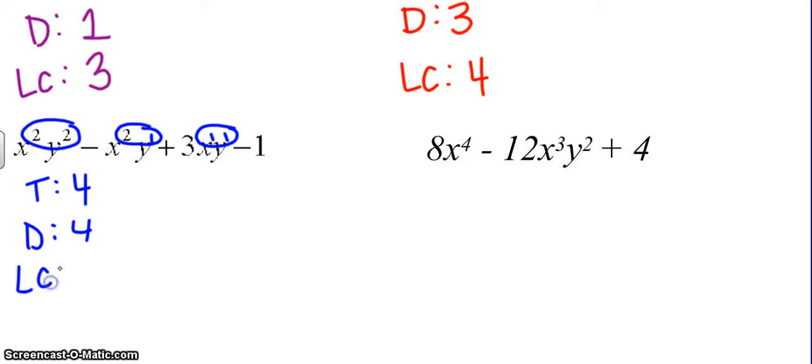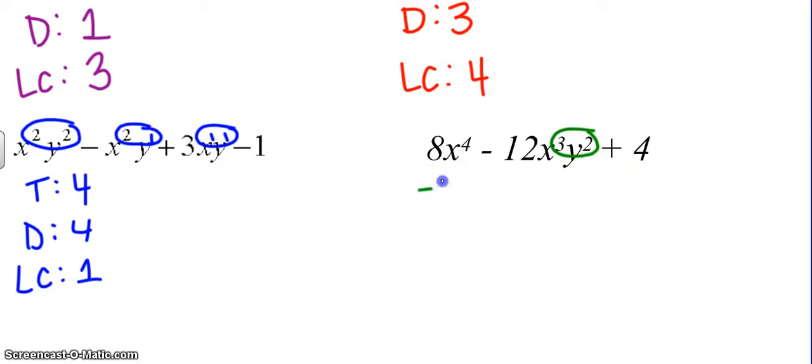And our leading coefficient, even though there's no coefficient written, we can assume that there is an understood 1 as our leading coefficient. Last one. Looking here, we're not quite in standard form because we've got to the 4th power. This would be a 5th degree term and then a 0.